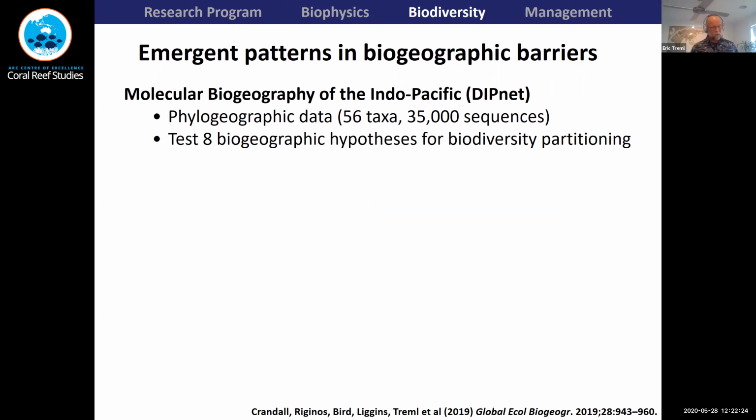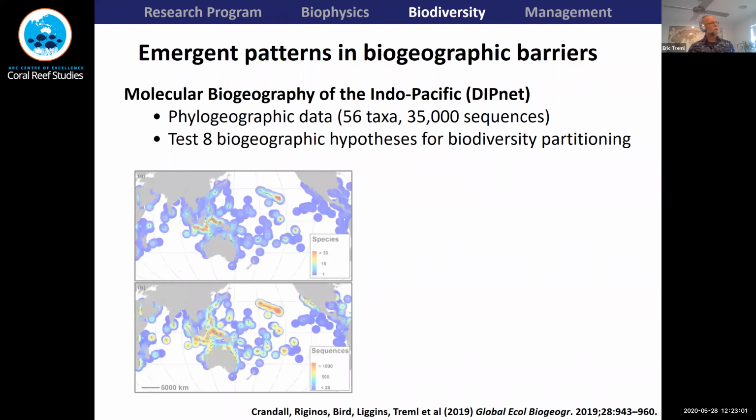So I had this opportunity to work with a large group of really bright geneticists and modelers, and this is the Diversity of the Indo-Pacific Network, DIPNet. You can Google that and check out the website. This is an opportunity where a bunch of different collaborators put all of their georeferenced sequence data online into a database. In this database, we have over 56 taxa, 35,000 sequences for 1,100 different locations. And we thought it was a brilliant opportunity to ask questions about the phylogeography of multiple species over a broad seascape.